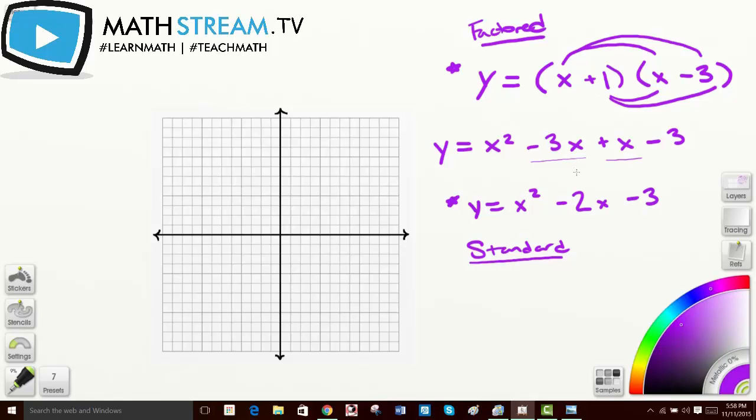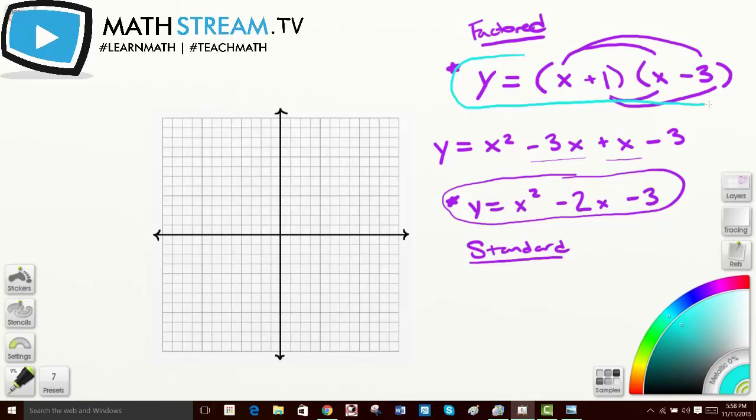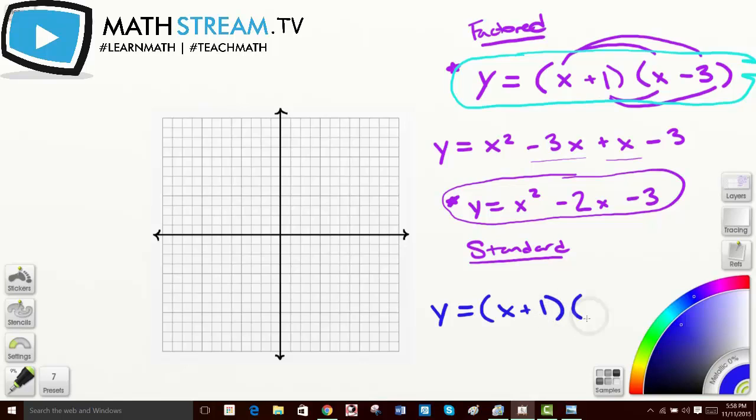So even though this equation looks very nice and quadratic-y, if I can make up my own word, it's not especially helpful to us. But as it turns out, the factored form is very useful. So let's rewrite it down here and find out why. So again, y equals (x plus 1) and (x minus 3).